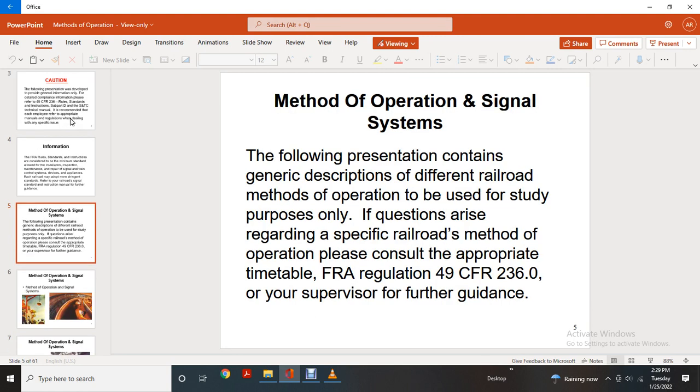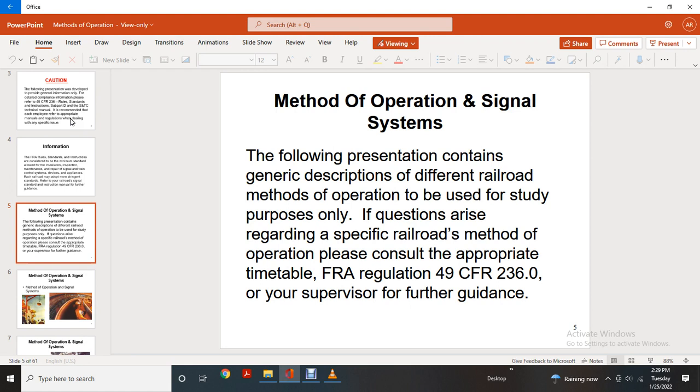Method of operation and signal system. The following presentation contains a general description of the different railroad methods of operation, for general information purposes only. With regard to a specific railroad's method of operation, please consult the appropriate timetable and signal system.